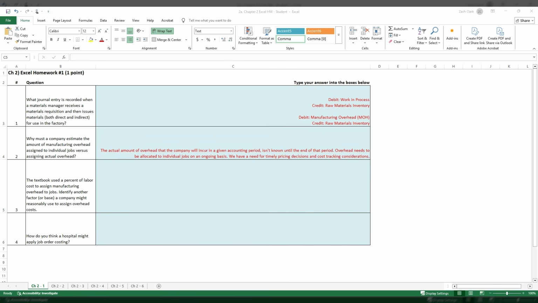Okay, number 3 says the textbook uses a percentage of labor costs to assign manufacturing overhead to jobs. Identify another factor or base a company might reasonably use to assign overhead costs.